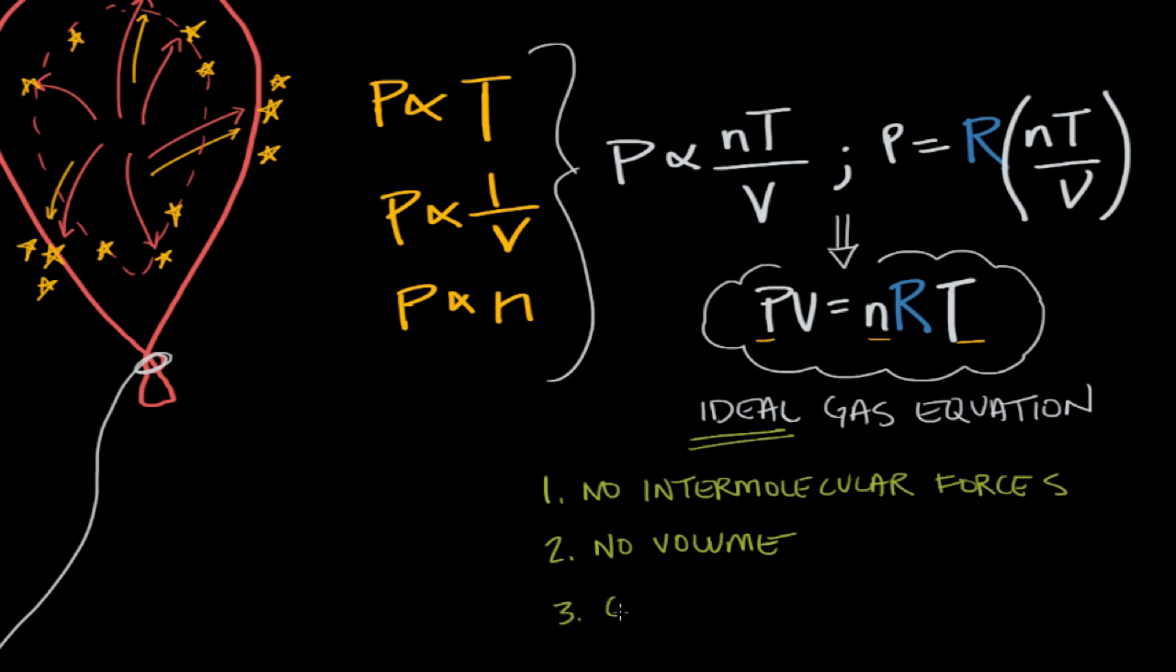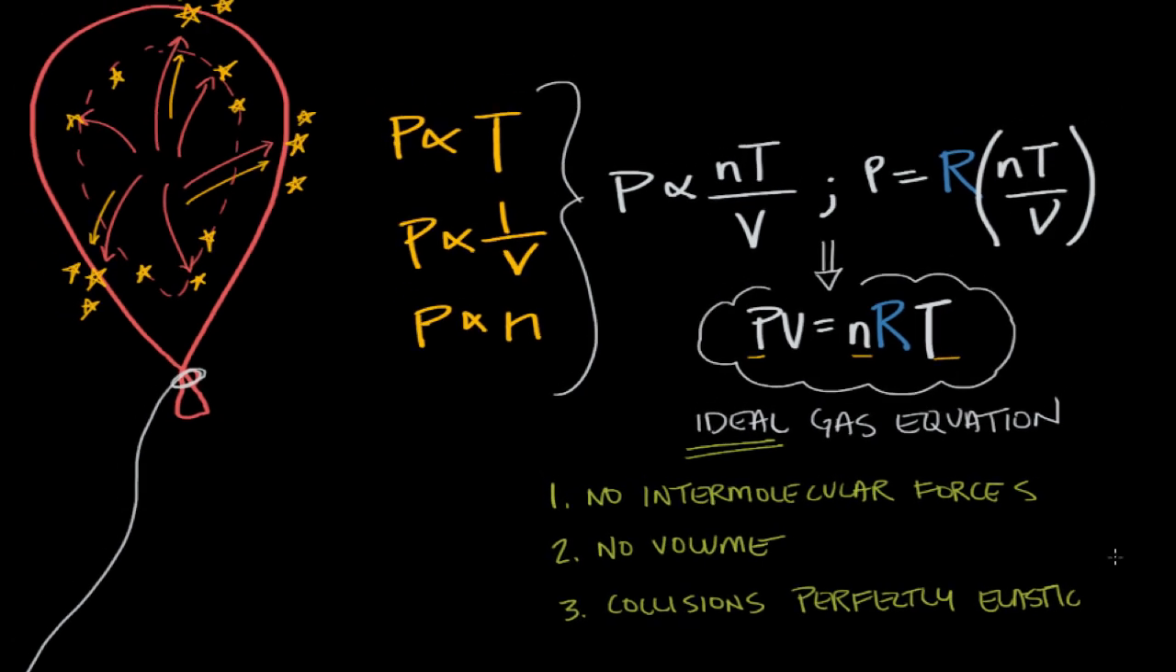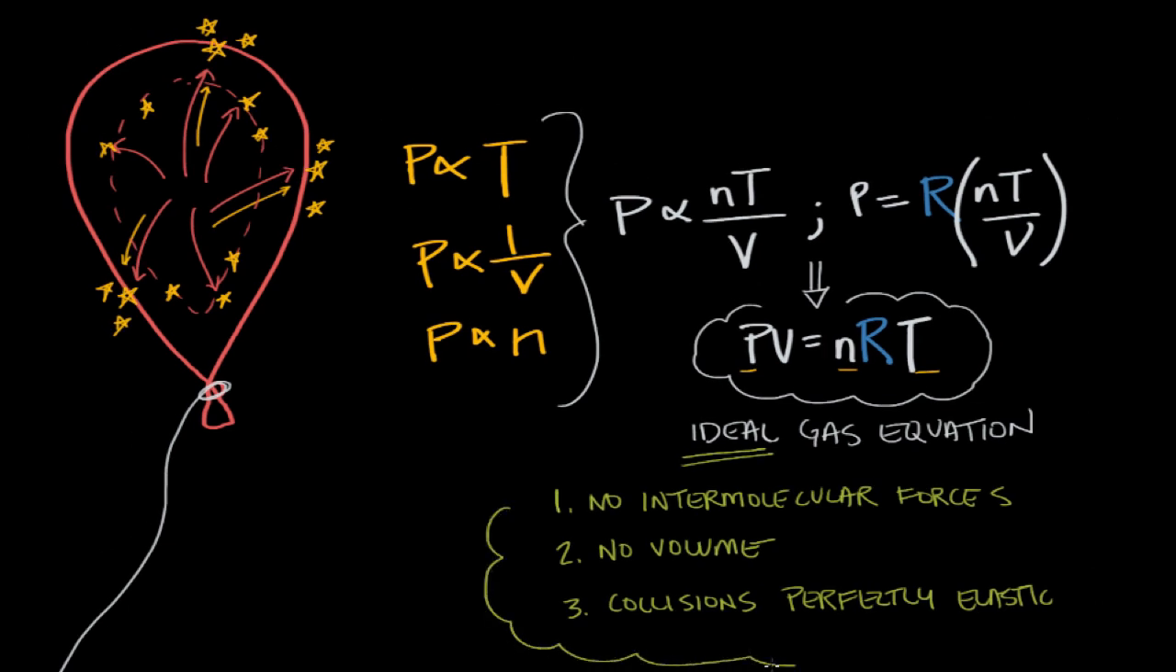Now the third condition is that all collisions are perfectly elastic. Because again, we need to assume that none of our kinetic energy is lost in the collisions of these particles. So we make these three conditions, and while no gases are actually ideal, the ideal gas equation does get us some pretty close approximations, and it helps us answer lots of questions, especially those related to the before and after conditions when we're changing some of these values for a gas.